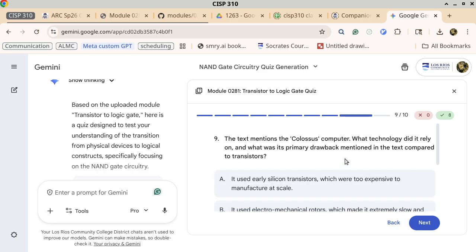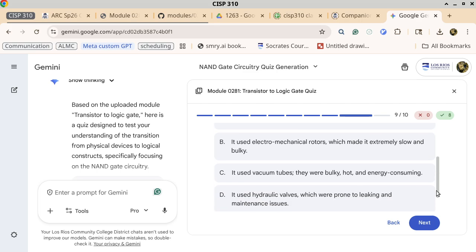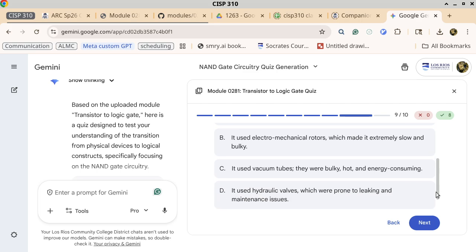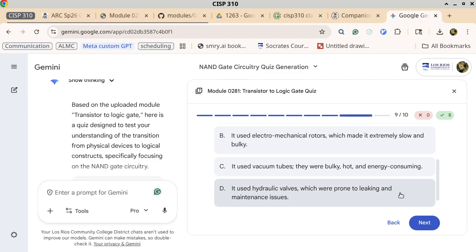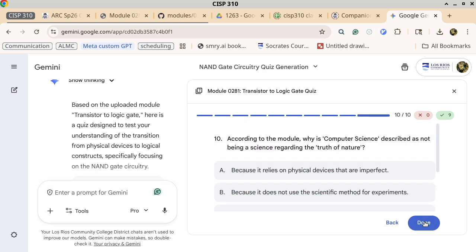The text mentions the Colossus computer. Now this one is going back to before section 3, so that may or may not be something that you can remember because we never talked about it. So what does that sound like? Okay. Hmm. All right. So it uses early silicon transistors, which were too expensive. Electromechanical, no. Vacuum tubes, bulky, hot, and energy consuming. We never talked about hydraulic valves, so D is off entirely. I think it is the third one. Yep. All right. Last question.